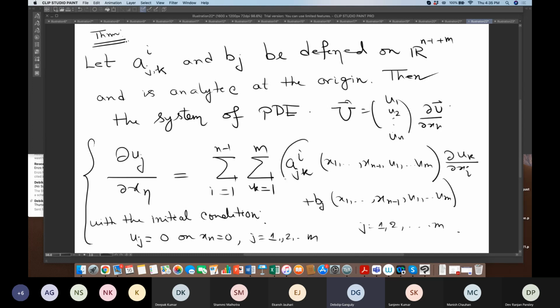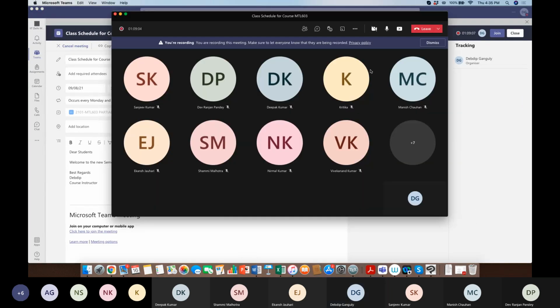I say that if this coefficient matrix and this coefficient vector are real analytic at the origin, then you can have the solution. First of all, why does this have a smooth solution? Of course, again you can use Picard's theorem. Just tell me, do all of you know Picard's theorem for a system of ODE? Yes, sir, we do. Okay, good. So automatically you will get a C infinity solution.